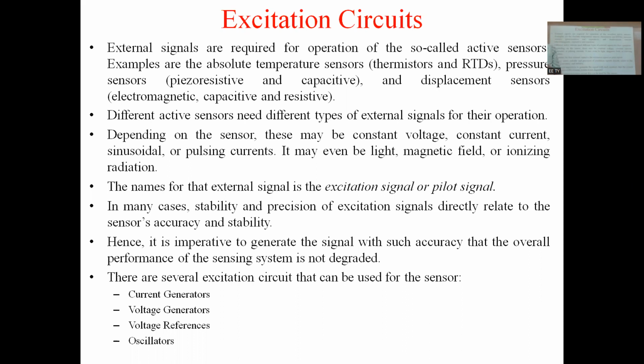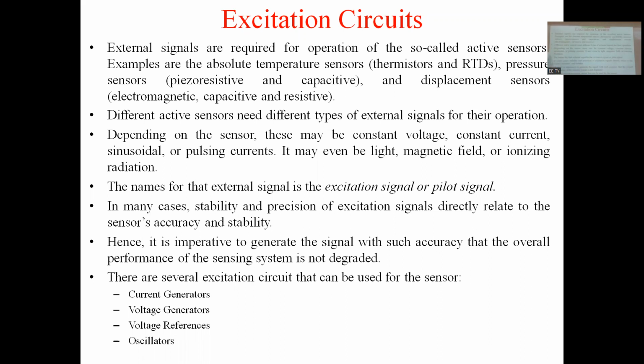So see, external signals are required for the operation of the active sensor. So the excitation circuitry is required. This is one of the interfacing circuits required for that active sensor. Without that circuit, that sensor cannot work. So it is an interfacing circuit required for that sensor.